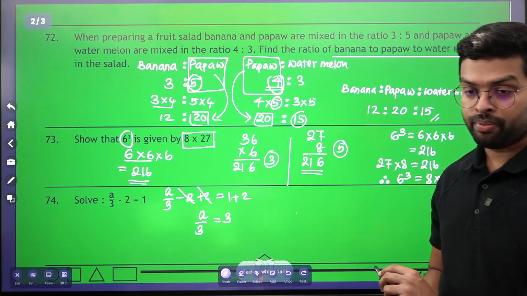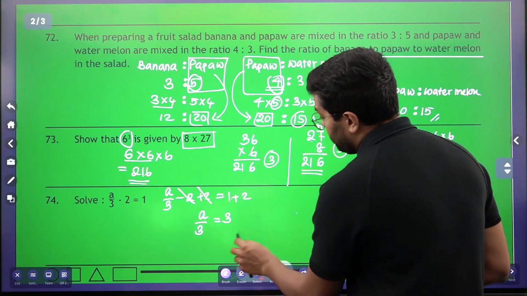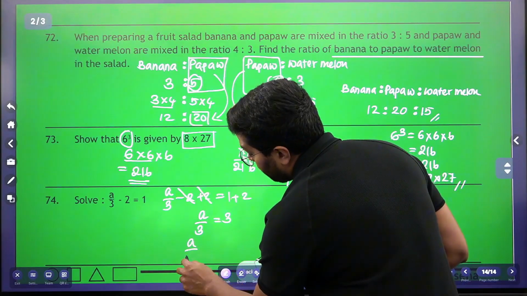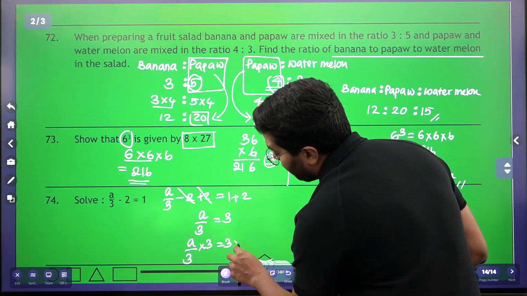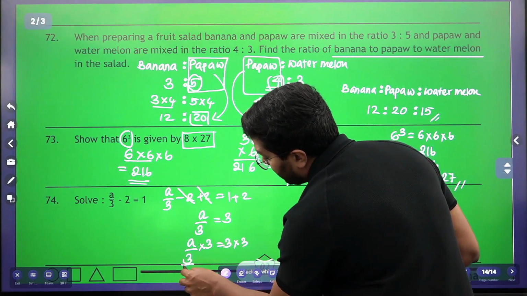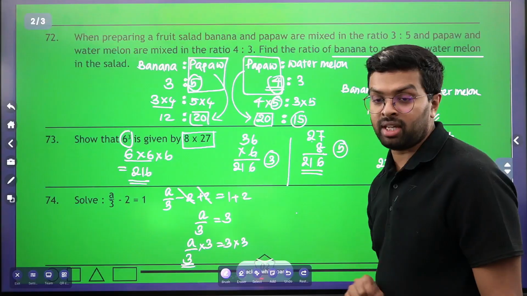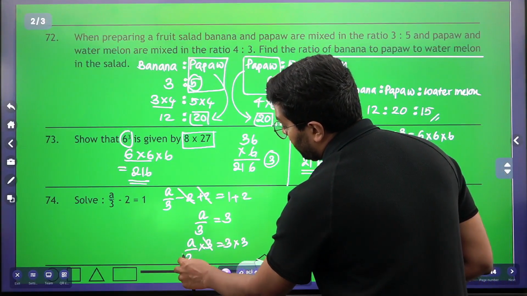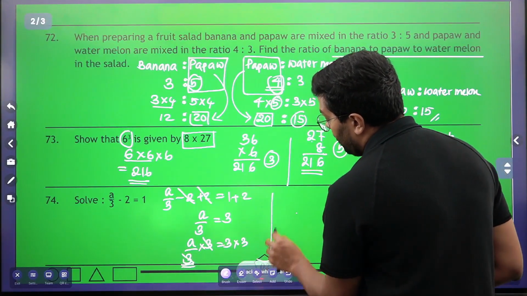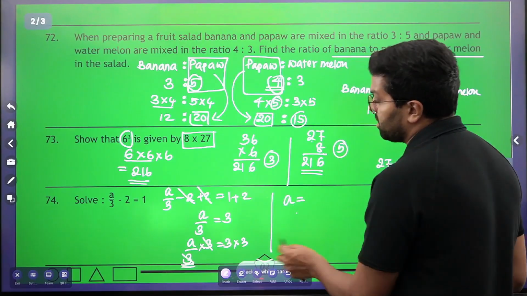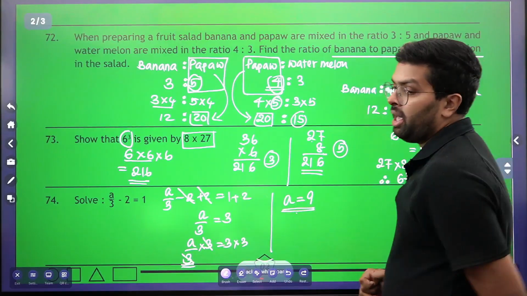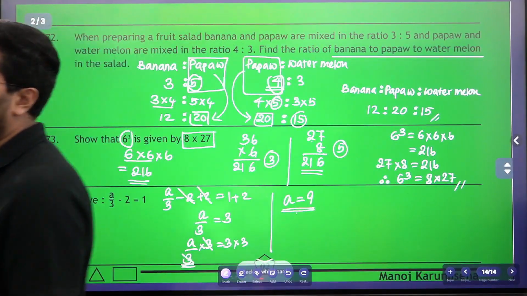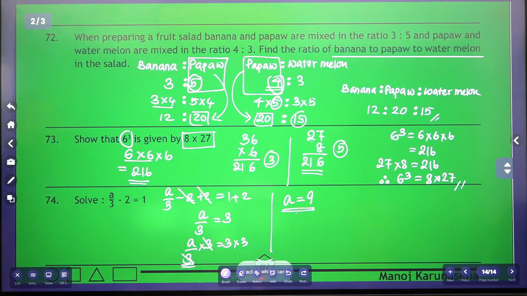The next step is let's multiply both sides of this equation by 3, because I want to eliminate this 3 in the denominator on my left hand side. 3 divided by 3 is 1. You will only have the term a on your left hand side. 3 times 3 gives you 9. Answer: a equals positive 9. Alright, clear?